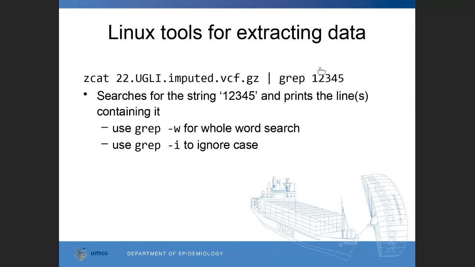You can specify if this is a whole word. It might be that one of the genotype probabilities is 0.12345, but if you are searching for this as a position, for instance, then this is a whole word. You can add this -w option to search only for whole words. Or if this would be a text string, you can use -i to ignore the case, so to search both for capitals and small letters.